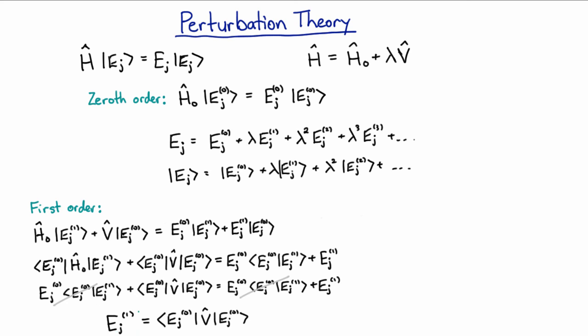So we've discovered that in order to calculate the first order shift in the energies, all we have to do is take the expectation value of the new piece of our Hamiltonian. So this is a key result. This is the first order shift in our energies.